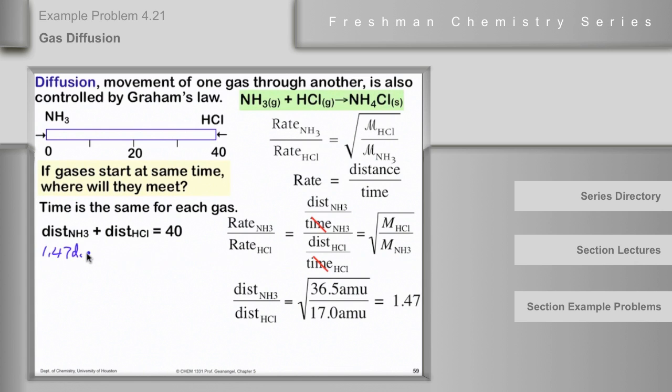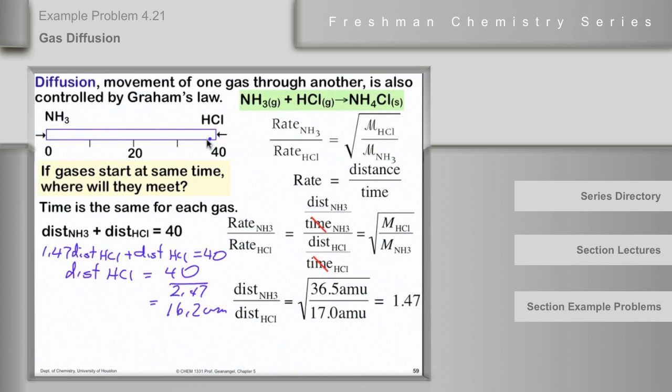Okay, so I'm going to say 1.47 times the distance of HCl, which is equal to the distance for ammonia, plus the distance for HCl, is equal to 40. So a little bit of algebraic prestidigitation, we're down to one variable here. So the distance of HCl is equal to 40 divided by the sum of 1.47 and 1, which would be 2.47. So that will end up being 16.2 centimeters.